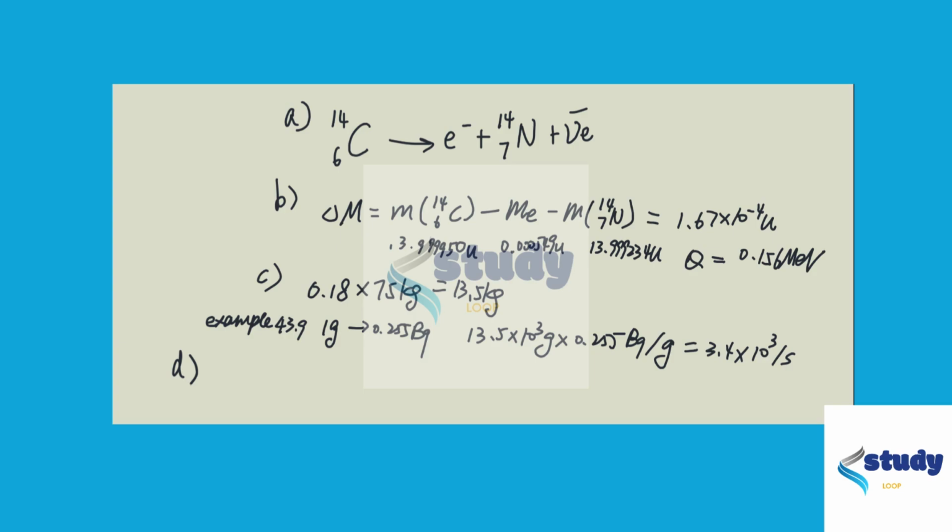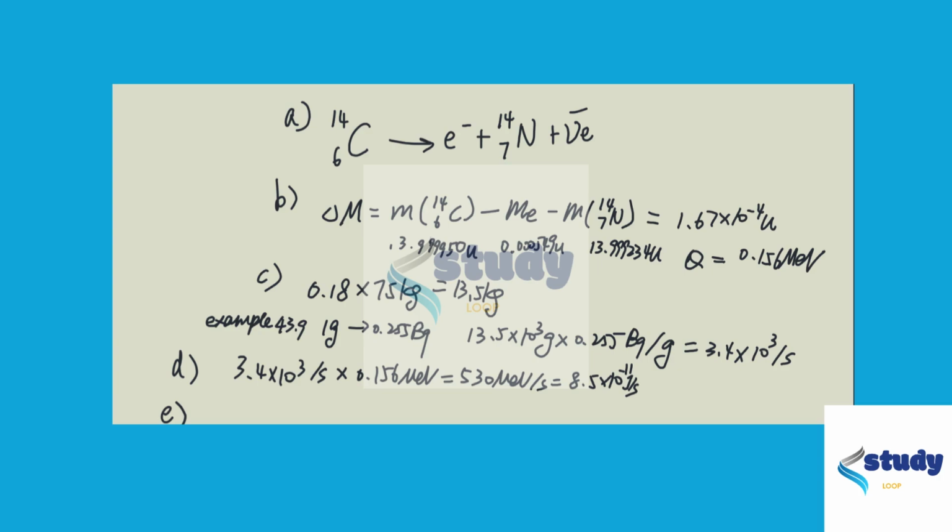And part D asks us the amount of energy that is released. Well, we have 3.4 times 10 to the third decays per second, and each decay emits 0.156 MeV. So we will have 530 MeV per second. In terms of power, it's 8.5 times 10 to the negative 11 joules per second.